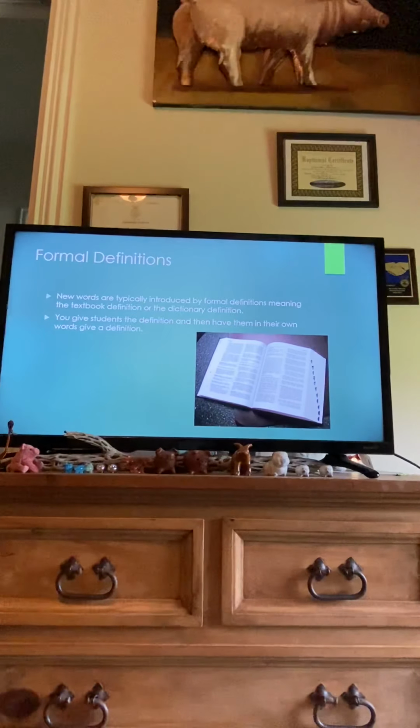Formal definitions are definitions that are formed from categories and are the textbook or dictionary definition. Typically, you see teachers give definitions at the start of a new topic. This is a way to break down the definition, by having students see the definition and then write their own definition from what they already know.